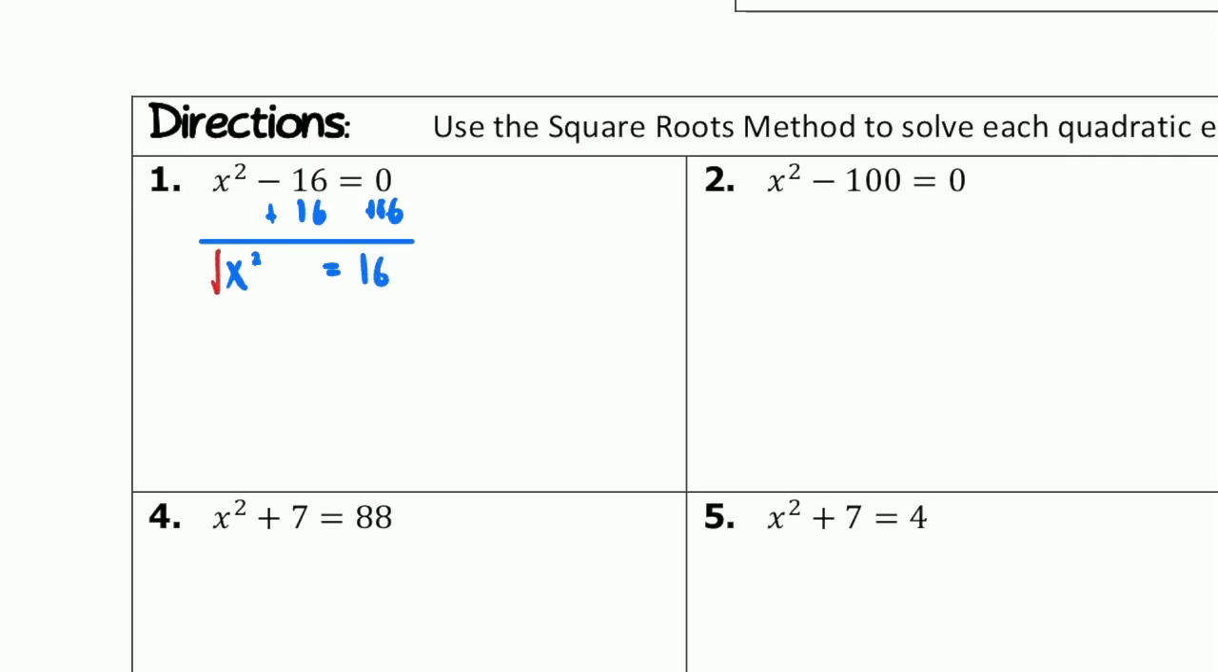Then I go ahead, I take the square root of each side. The square and the square root are going to cancel each other out, so I'll just be left with x is equal to the square root of 16. I look at my table, that's going to be 4. So then it'll be x is equal to plus or minus 4.